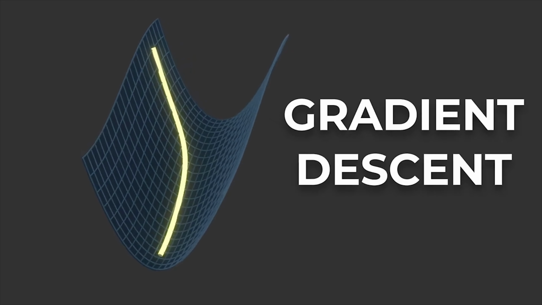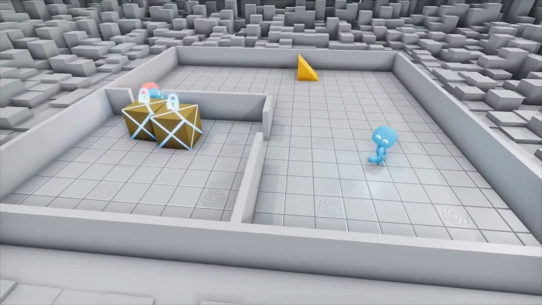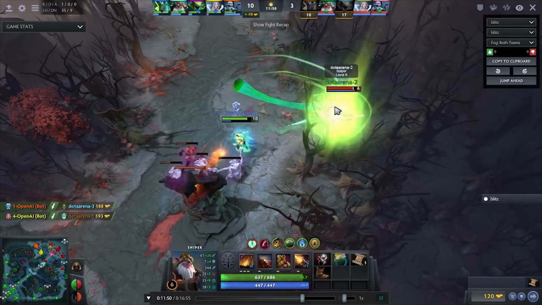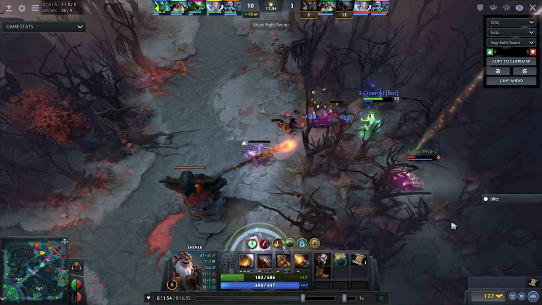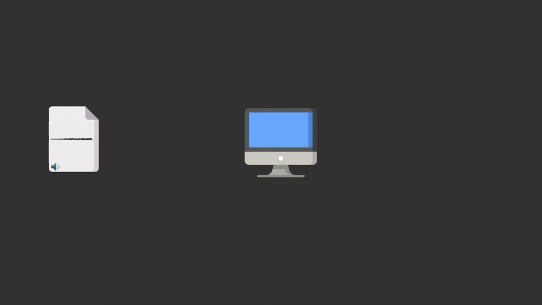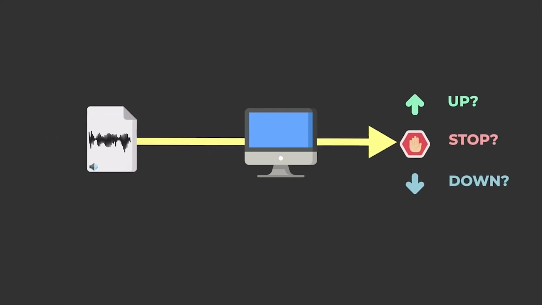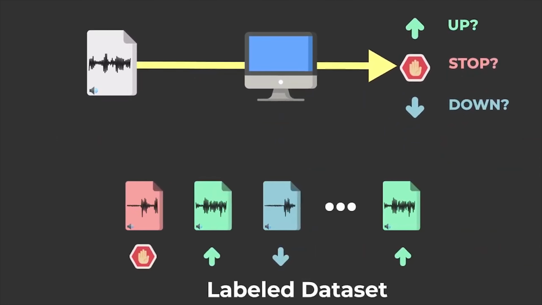Gradient descent is the process by which machines learn how to generate new faces, play hide and seek, and even beat the best humans at games like Dota. But what exactly is gradient descent? To answer that question, let's say you are trying to train your computer to listen to an audio file and recognize 3 spoken commands based on a labeled dataset.